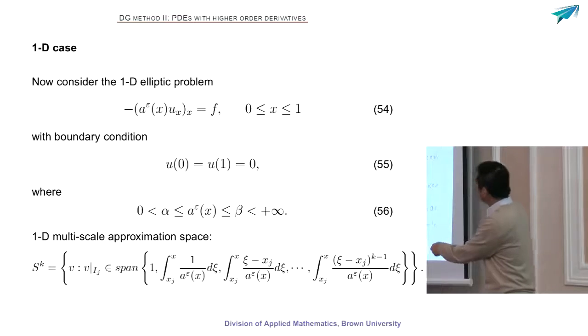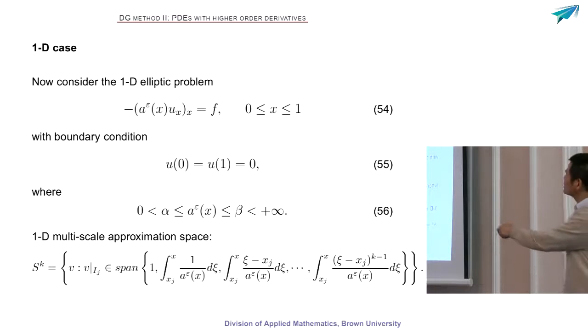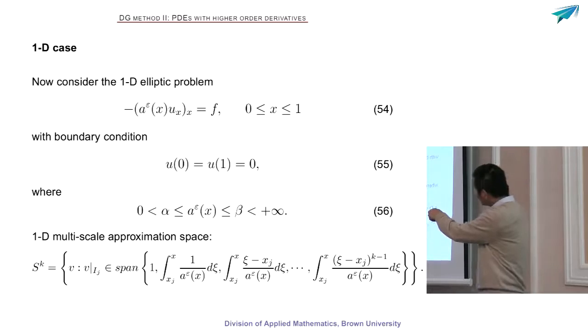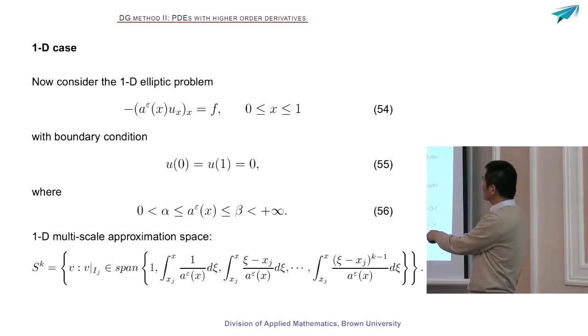So let's see the 1D case. Let me explain the idea in 1D first. So in the 1D case, you have the A epsilon, the coefficient, which is elliptic, so the coefficient is bounded below and above by positive numbers, but very oscillatory. And these are the basis functions. You see, it's an integral of the coefficients times a polynomial. So these are the members of the basis functions.